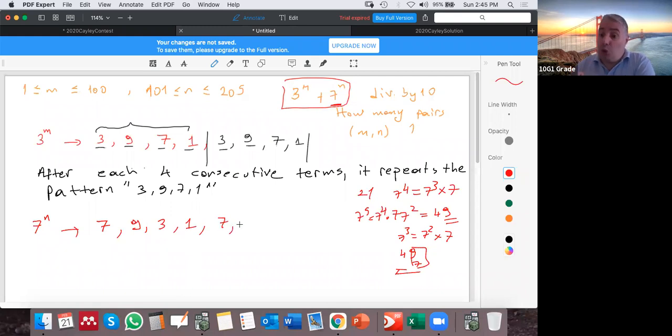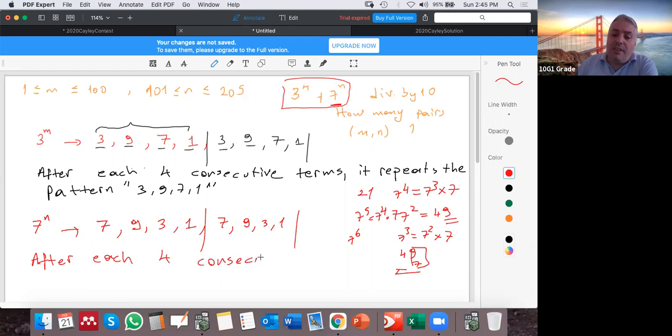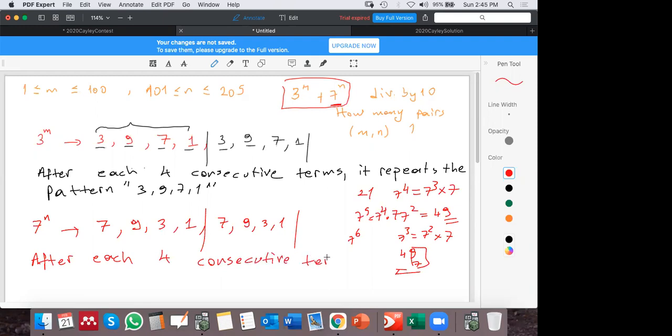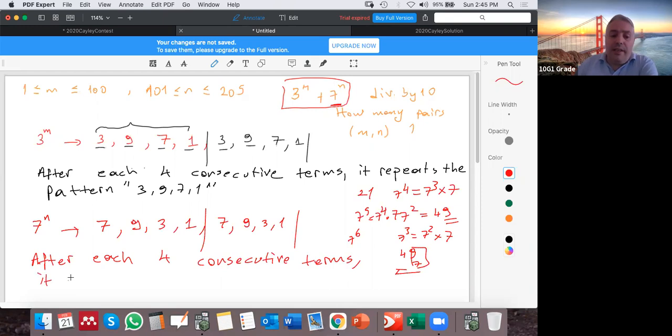Let me continue to be sure. Then I will have 7 to the power of 6, which is 7 to the 5 times 7. So 7 times 7, 49. So the last digit is 9. And then the next is 7 times 9, 63. The last digit is 3. You see that after this, it repeats itself. So after each 4 consecutive terms, you know consecutive means? Yes, they come one after another. Consecutive terms repeat the pattern 7, 9, 3, 1.